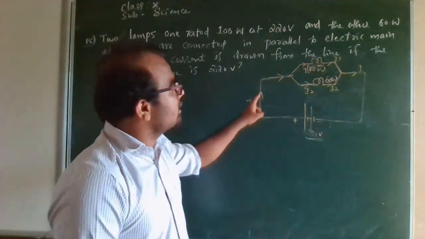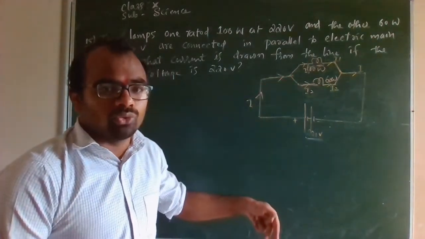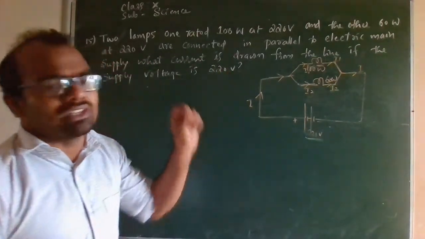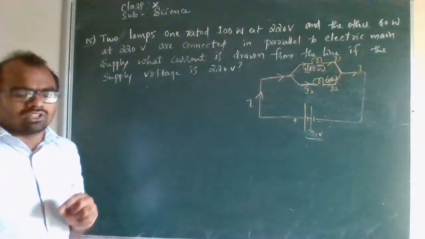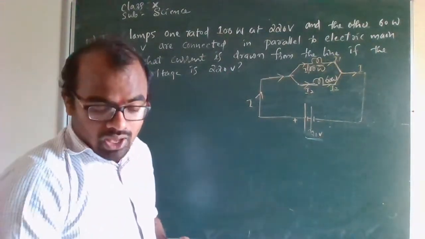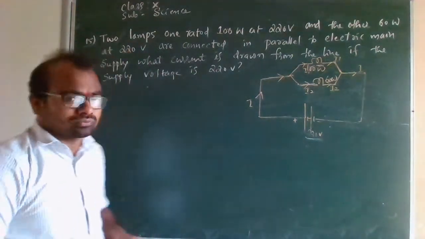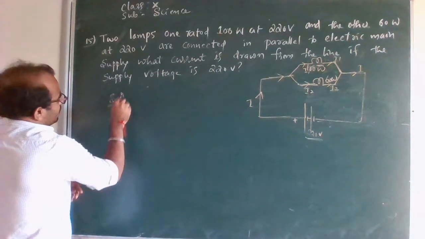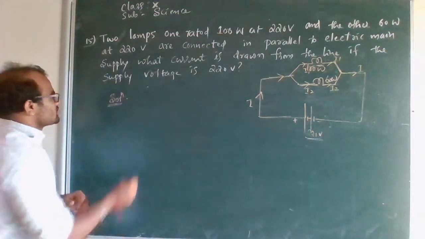So this I is divided into I1 and I2. Those I1 and I2 again combine and it will become I. So they have asked what is I. When the question is given, the first thing you have to do is write what is given. So my solution is, you have to always write what is given first.